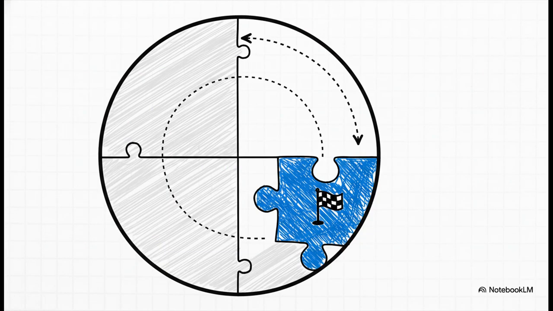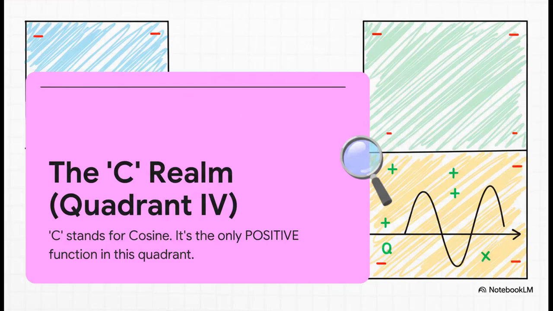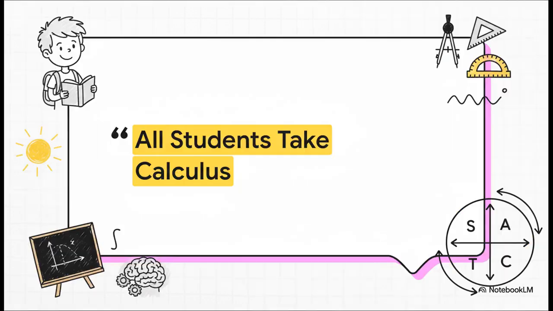And here we are, our final destination on the map. We're in realm IV, the bottom right section. This is the last piece of the puzzle, folks. In this last realm, the rule is C, and you know the drill by now. C stands for cosine. That makes it the only positive function in this entire quadrant. Pretty cool, huh? Okay, so ASTC.